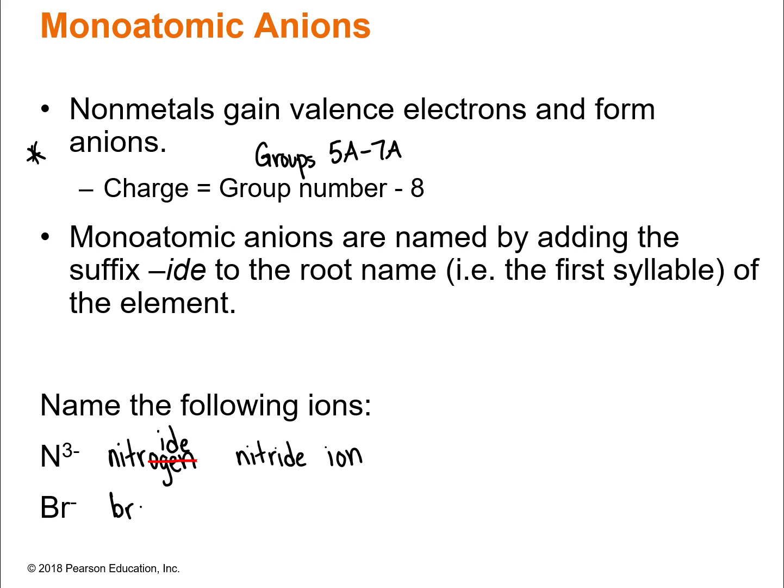Br-, you're starting with bromine. That's the element name. What do you think the ion name is going to be? If I tell you, we're getting rid of the -ine. What is our ion? It's bromide.